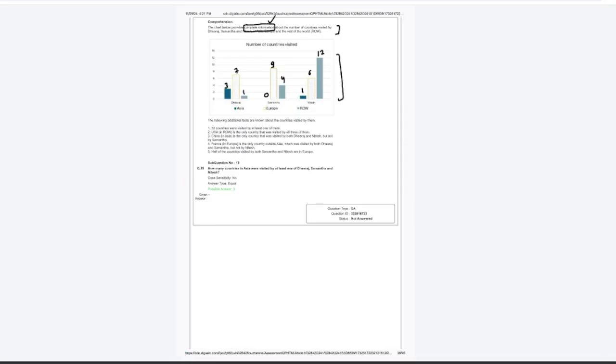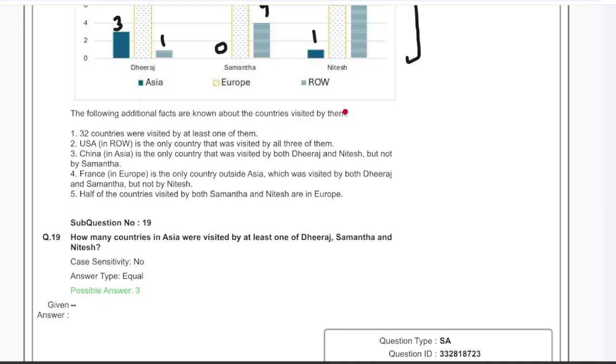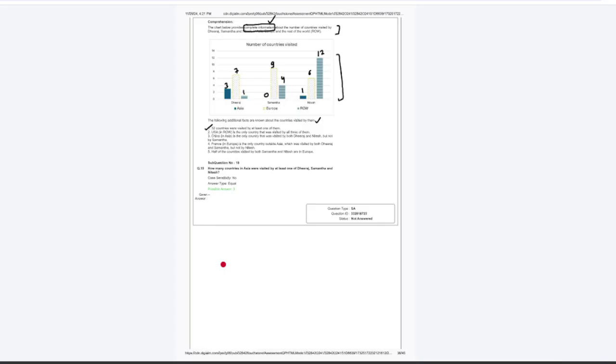Now let's go for the rest of the information which we have. Now they say the following additional information is also known. First, 32 countries visited by them, at least one of them, at least that means union. So in total, in Asia, Europe and rest of the world, there should be 32 countries, unique countries I mean. The first information we have, there are 32 countries in total, in Asia, Europe and rest of the world.